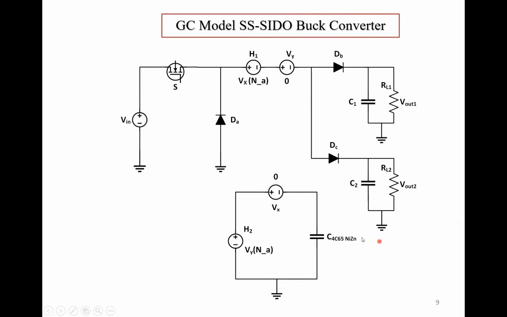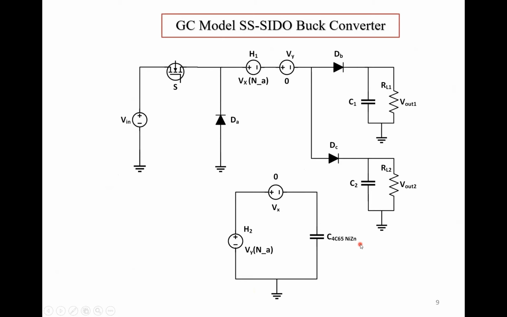So the main advantage is if we are able to use 4665 nickel zinc in this converter, the converter will be operated in a higher frequency range. That's why the inductor size will be reduced and we will get the nonlinear behavior.